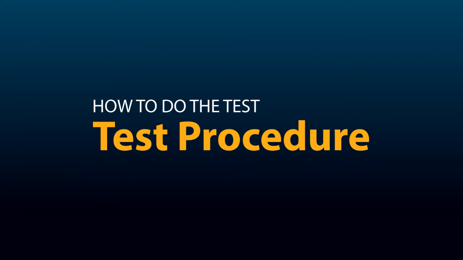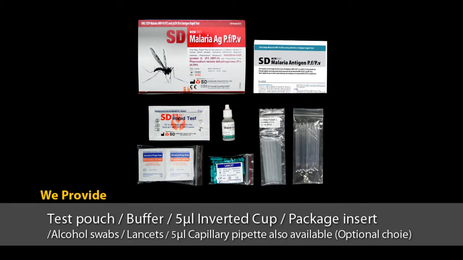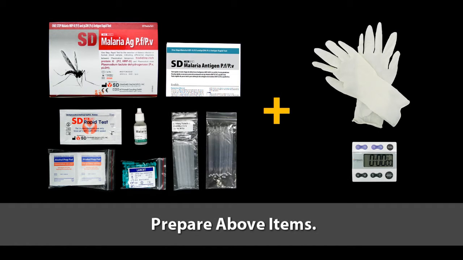SD BIOLINE malaria rapid test is easy to use. The materials included in the kit are test pouch, buffer, inverted cup, package insert. Alcohol swabs and lancets are optional material. Capillary pipette is also available when required. These materials should be prepared before starting the test.